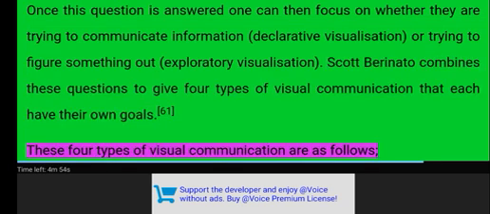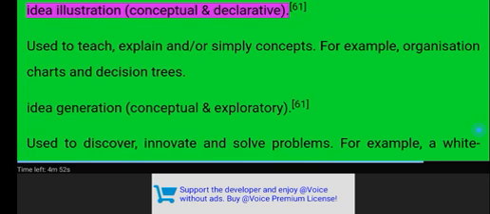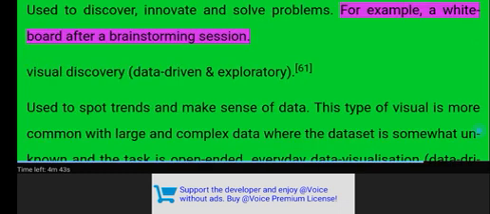These 4 types of visual communication are as follows. Idea illustration, conceptual and declarative. Used to teach, explain and or simplify concepts. For example, organization charts and decision trees. Idea generation, conceptual and exploratory. Used to discover, innovate and solve problems. For example, a whiteboard after a brainstorming session.